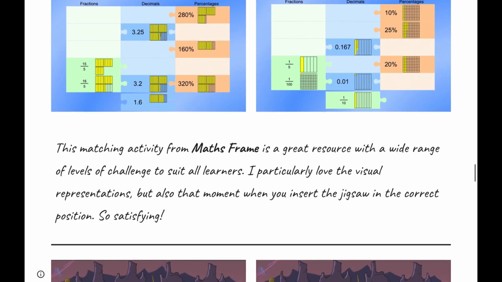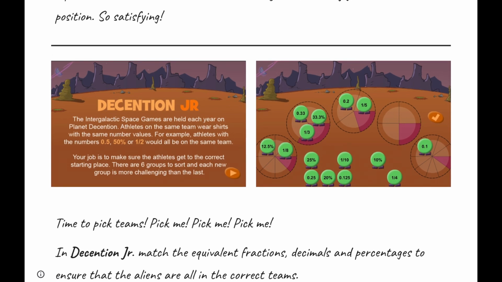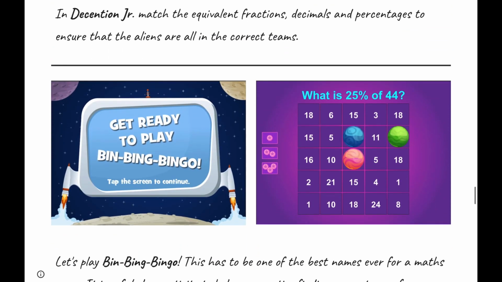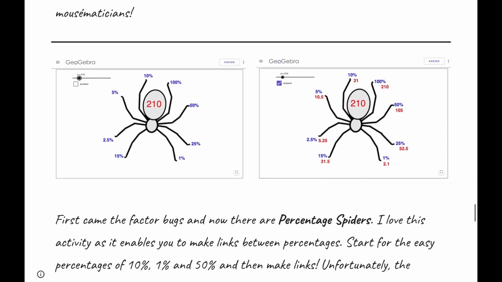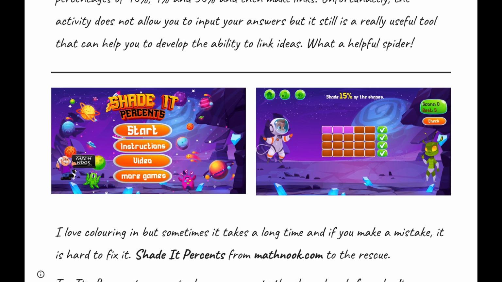Here we have Math Frame's matching activity. I love matching activities, which will help you really visualize how they're the same, these equivalences. Dissension, that's great. You have to put them in teams, matching up the equivalences of decimals and percentages and fractions. A little bit of bingo, that's always fun. I'm sure you can play that. Oh look, a spider. I'm not scared of spiders. That's a useful skill. And I really like shaded percents from mathsnook.com.